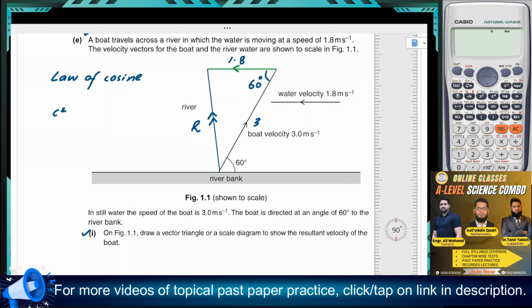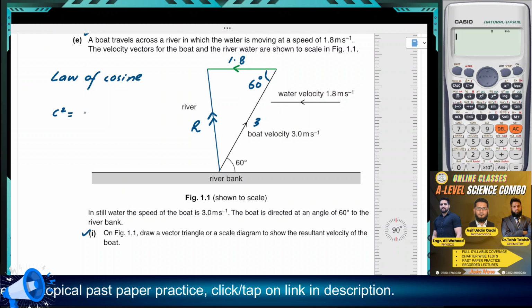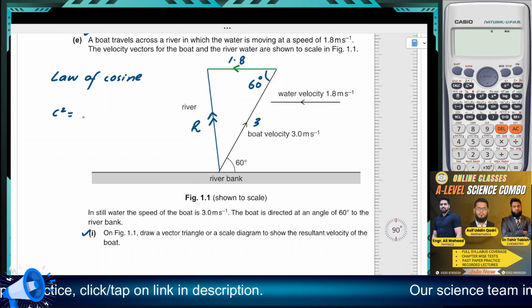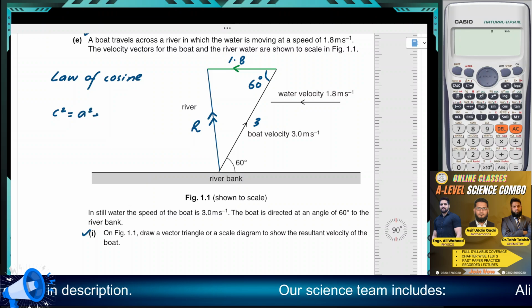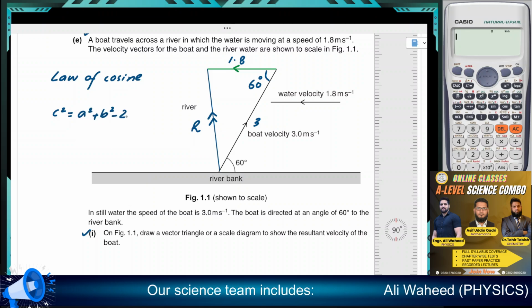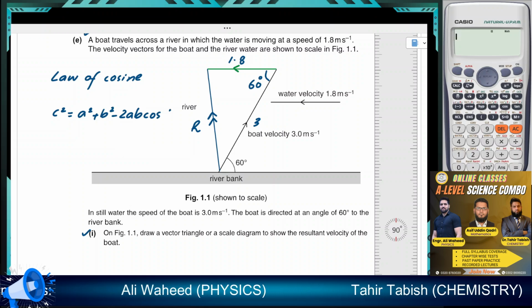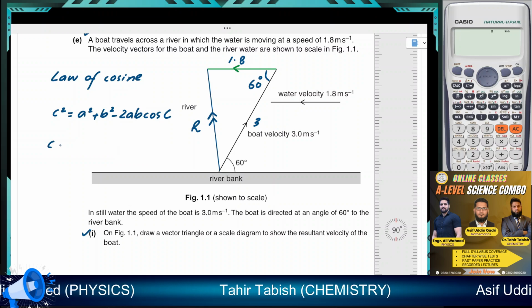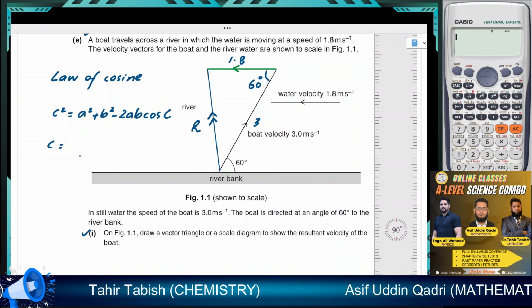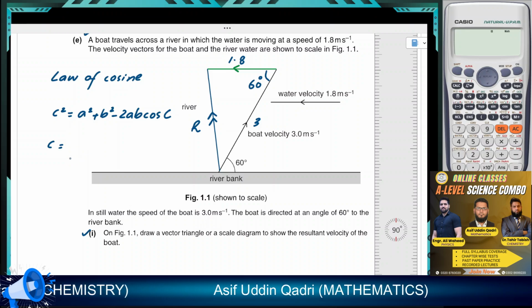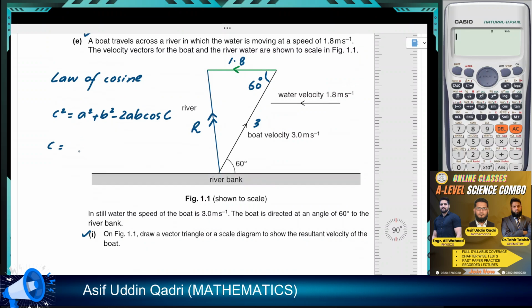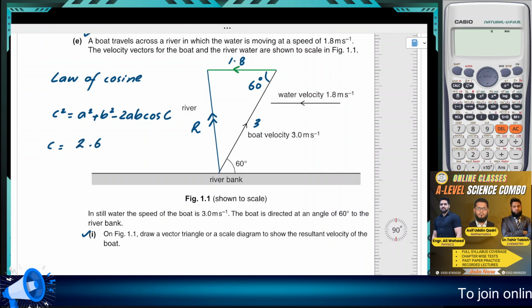which is c square, the missing side, the side opposite to the given angle, equals a square plus b square minus 2ab cos of C. So just insert all the values here and take the square root of it, and then let me know what we get. The calculation gives 2.6. You see, the resultant velocity of the boat is decreased.